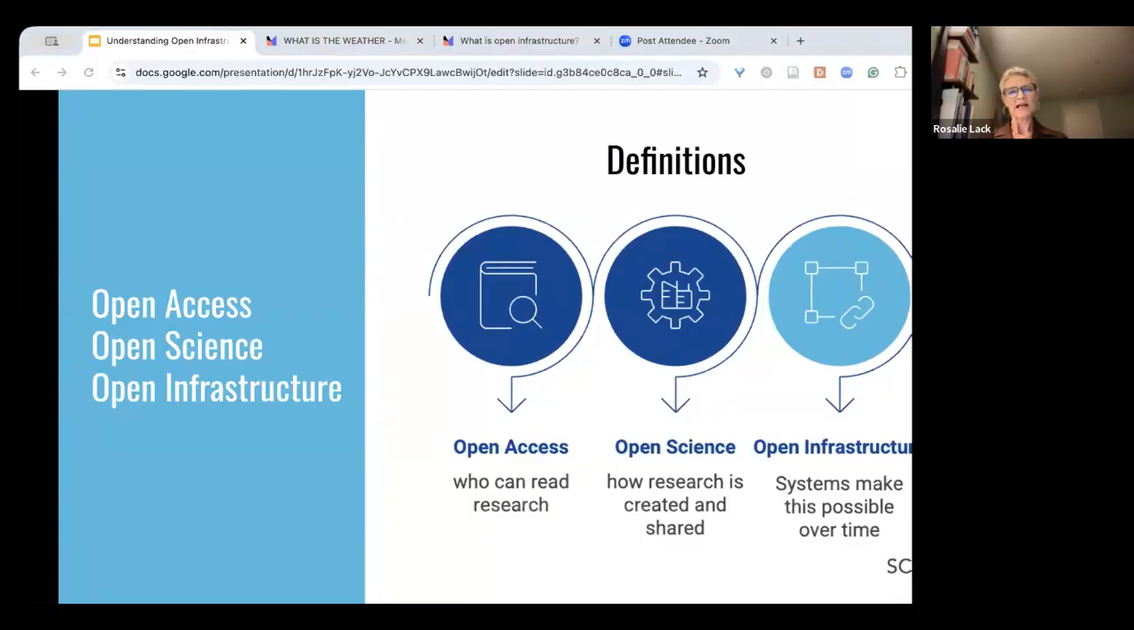versus open science, which at times you will hear called open research. They're somewhat used interchangeably. It's a broader term that refers to the broader movement aimed at making the entire scientific process more accessible. It's about transparency and collaboration and sharing all aspects of research. It's more about how research is created. And then the third term, which of course is what we're going to focus on for most of this presentation, is open infrastructure. And these are the systems that make open access and open science possible.